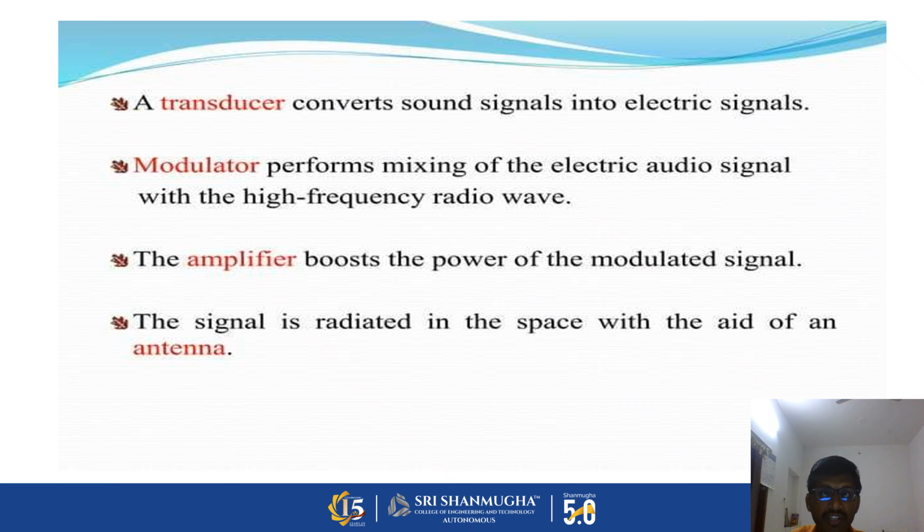So modulator generally operates to mix the carrier signal into the original message signal to increase the frequency range. That is called modulation. Next, the amplifier. Amplifier means to boost the power of the modulated signal. That is the main operation of the amplifier. Next, the signal is radiated in the space with the aid of an antenna.